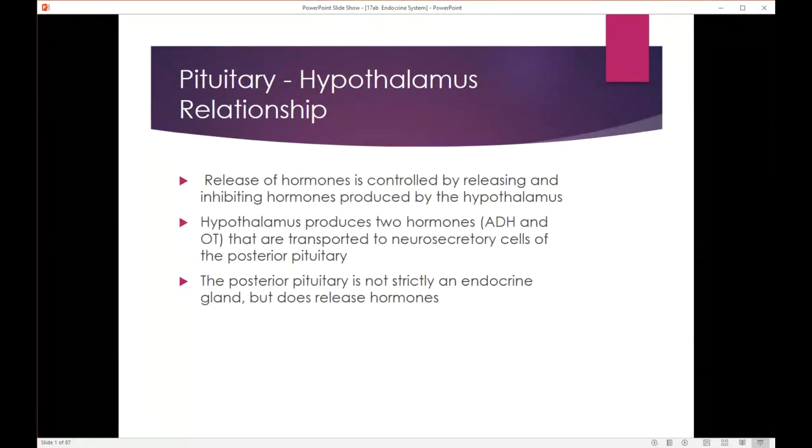So remember, the release of those hormones is controlled by releasing and inhibiting hormones that are produced at the hypothalamus. The hypothalamus produces ADH and oxytocin. Those then get transported to neurosecretory cells at the posterior pituitary. But the posterior pituitary doesn't make hormones, right? It's just a storage facility.